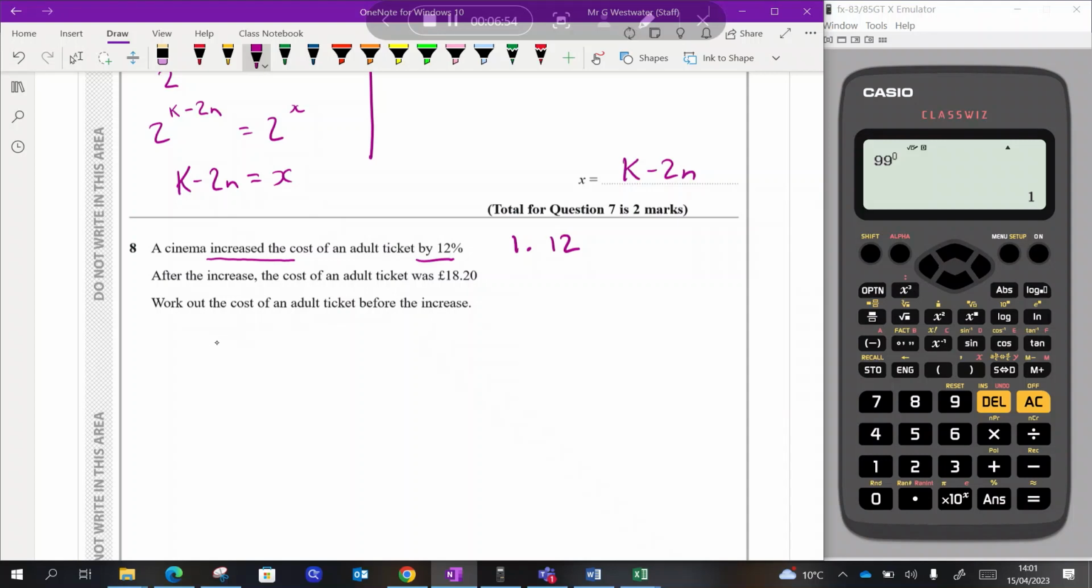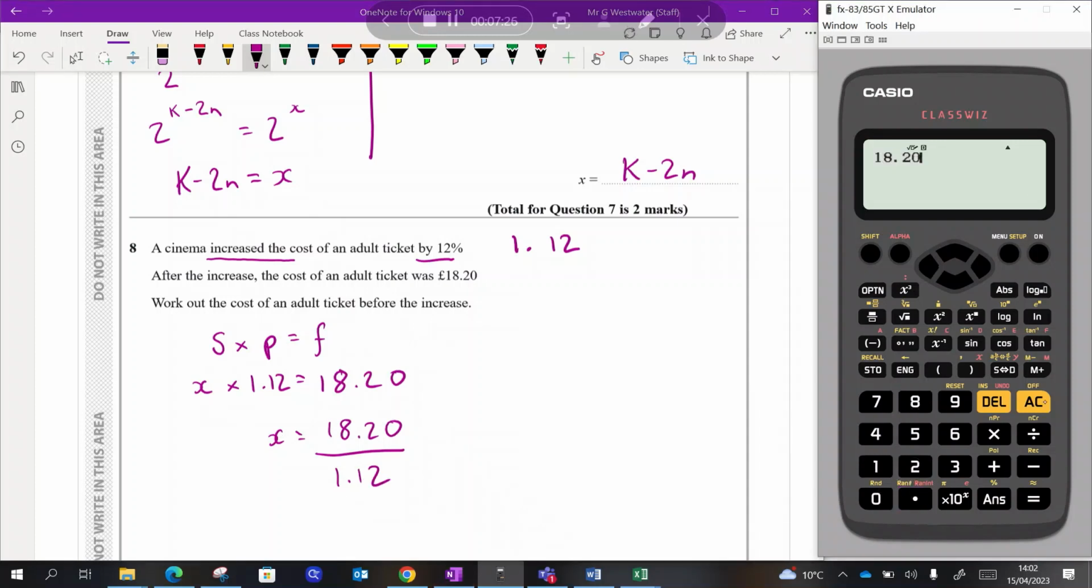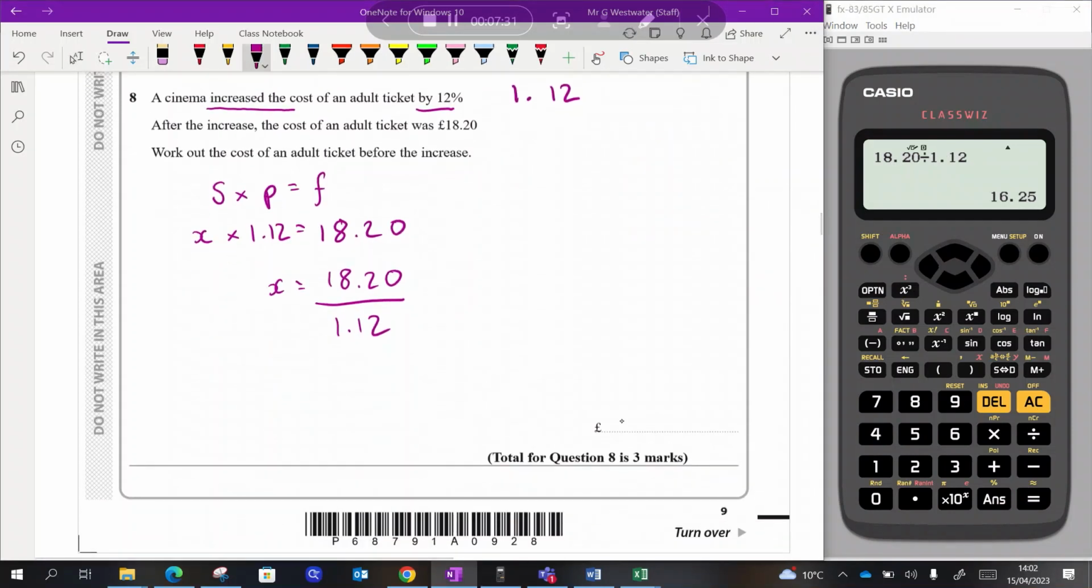So I like to use my formula of my starting value times the percentage multiplier equals my final value. Okay, so here I'm told that after the increase, so the final value was 18.20. I don't know what my starting value was. Let's just call this x, and my percentage multiplier is 1.12. So if I do £18.20 divided by 1.12, we get an answer of 16.25.